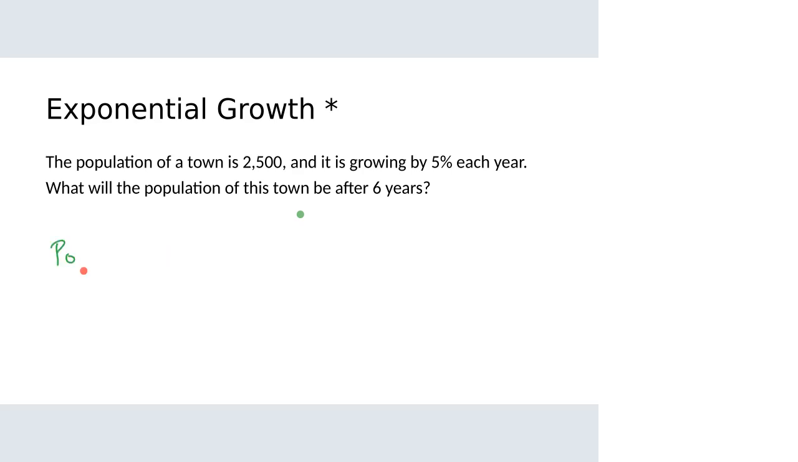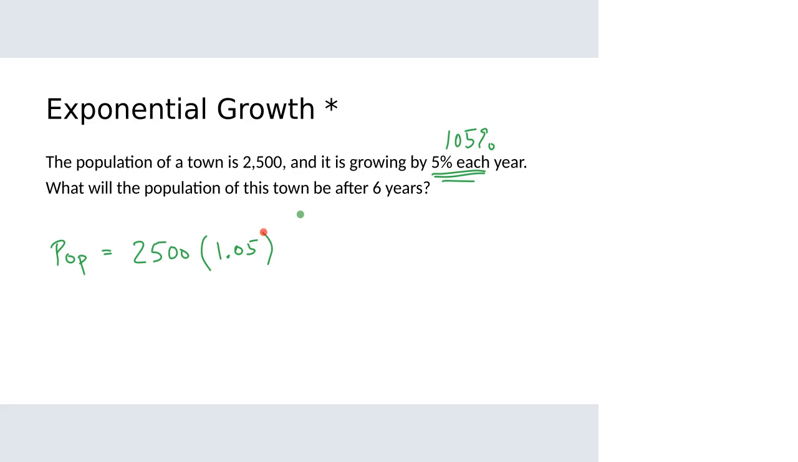So our future population will be 2,500 to start with, multiplied by, if it's growing by 5% each year, then the new population is going to be 105% of the old population, which when we write that as a decimal is going to be 1.05. That's our growth rate, our 1.05.